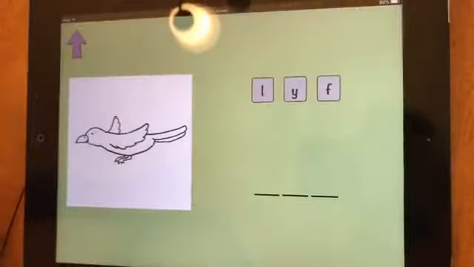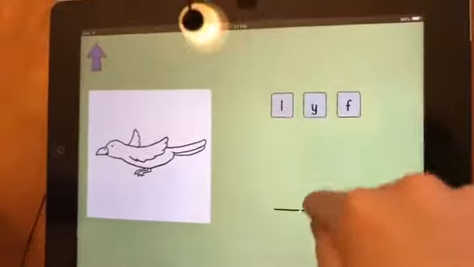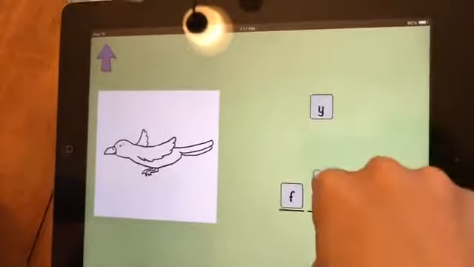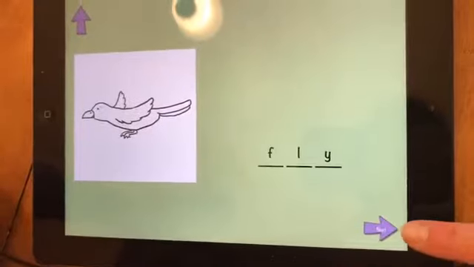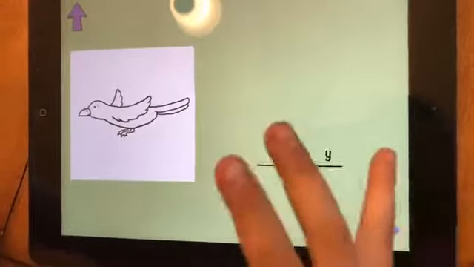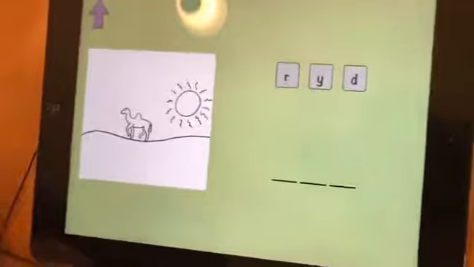Build the word fly. The bird is going to fly away. Say each sound. Fly. He's segmenting, and the computer's helping him segment too. Build the word dry.